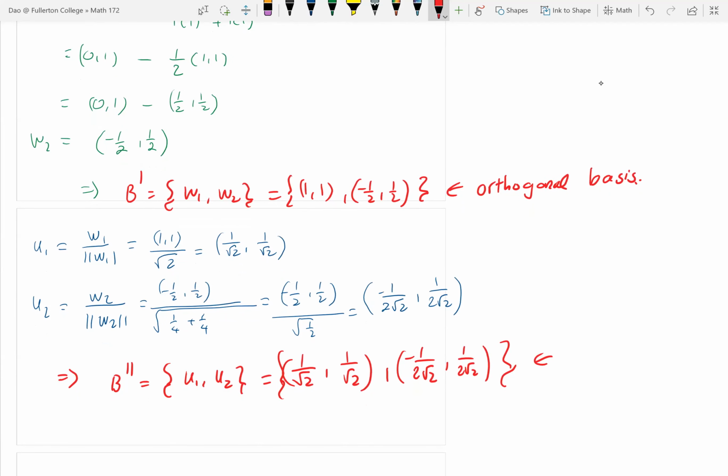So this will be orthonormal, right? This is orthonormal basis. Okay, so that's the Gram-Schmidt process.